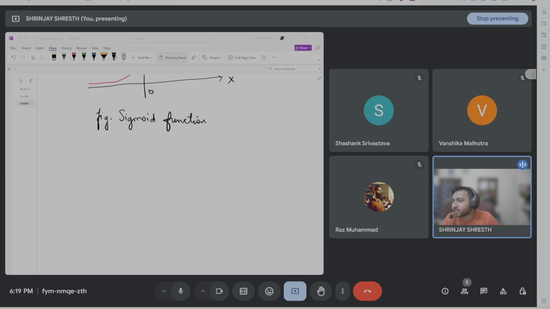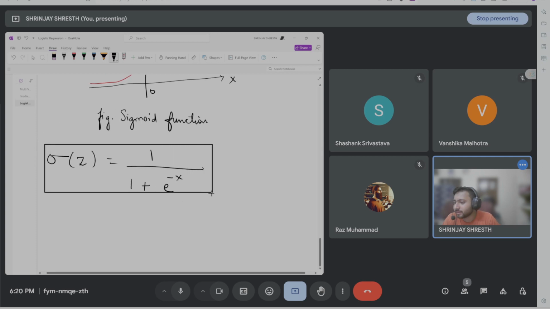If I'm talking about it mathematically, your sigmoid function would be something as, let's say, your hypothesis. So this is equals to 1 over, okay, let me take it for simple. Thoda sa. Let me take it for z. 1 over 1 plus e raised to the power minus x. This is your sigmoid function.